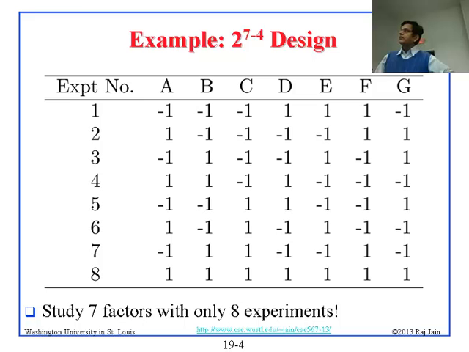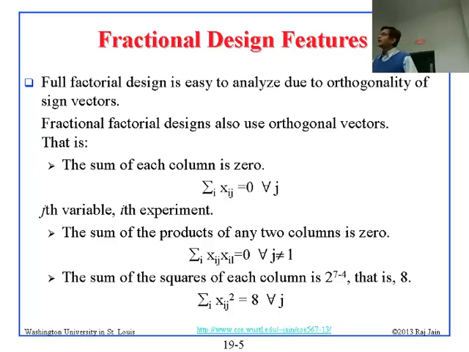And you notice that we have -1, +1, -1, +1, and so on and so forth. This is a very good design because it has many properties that we want to look for in a design. So let's see what those properties are. First of all, why did we do full factorial design and why did we put -1 and +1? Because there were several properties. The first property was that each column added to 0 in the full factorial design. And the columns were all orthogonal.